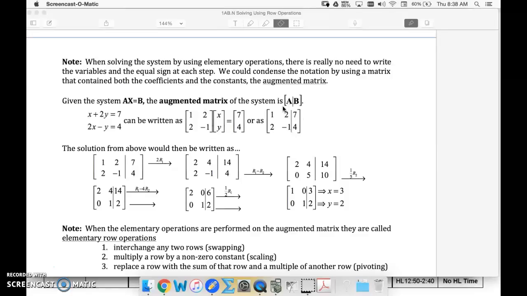I can then condense this further into what we call the augmented matrix. So the augmented matrix is our coefficients and our constants. Now we can perform our same row operations on these matrices. So multiply row 1 by 2, I end up with this. Subtract row 1 and row 2 and replace row 2, I get 0, 5, 10.